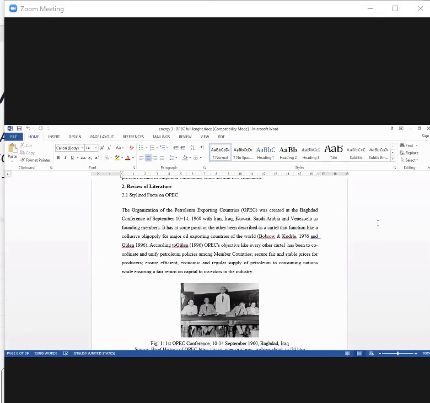The position of the Organization of the Petroleum Exporting Countries has at some point or the other been described as a cartel that functions like a collusive oligopoly for major oil exporting countries of the world.